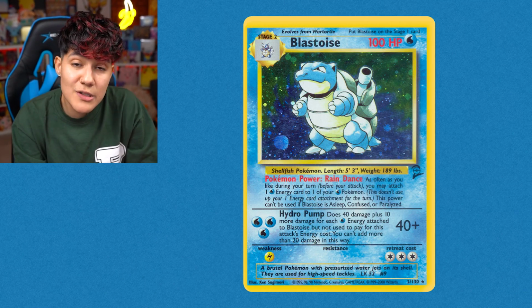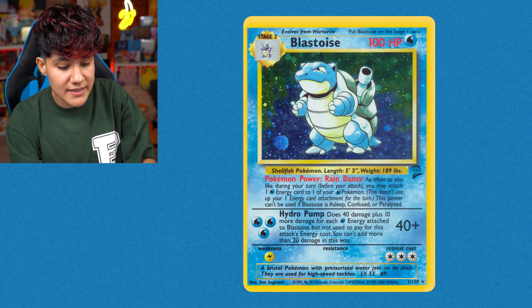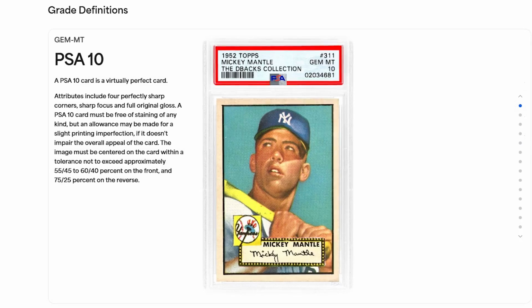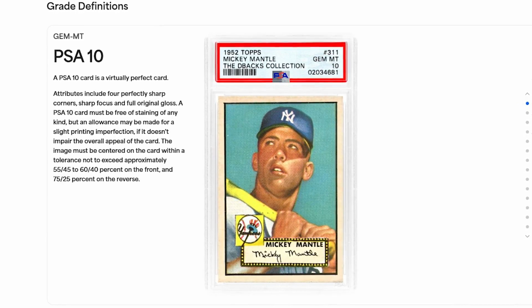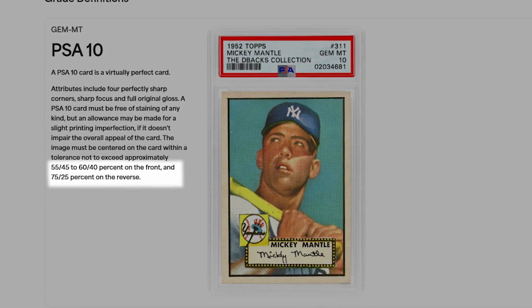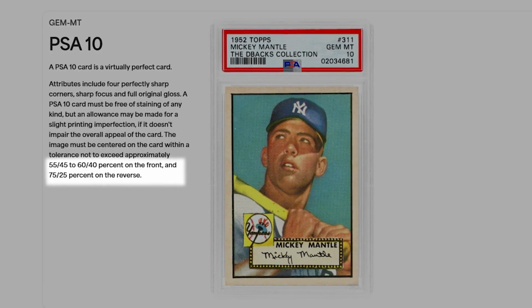I'm going to put an example on the screen of a card that would be considered off-center just to give you an idea. And by the way, this does apply to the front and the back of the card, so take a look at both. For PSA standards, your card can actually be slightly off-center, up to a 60-40 ratio on the front and a 75-25 on the back, and still be considered for a Gem Mint 10 if there's nothing else wrong with the card.